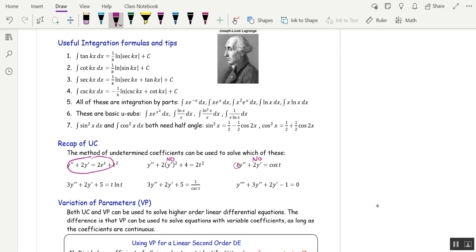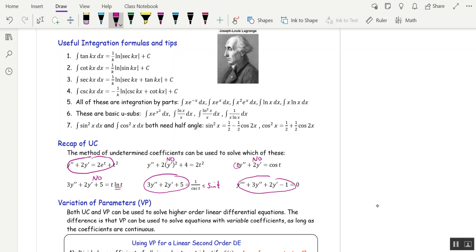Down on the next row, again, we have a no, ln t is not allowed. Next one, this is a yes, because 1 over cosecant is not allowed, but 1 over cosecant is sine t, and that is allowed. So that one's fine. And then the last one looks good too.